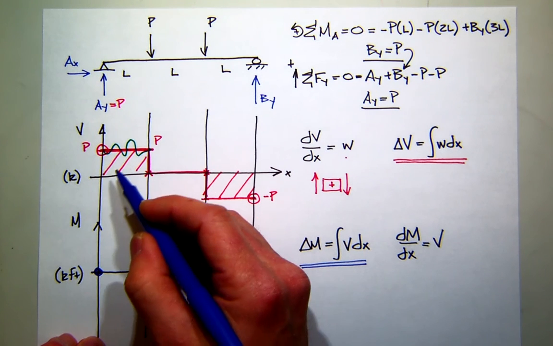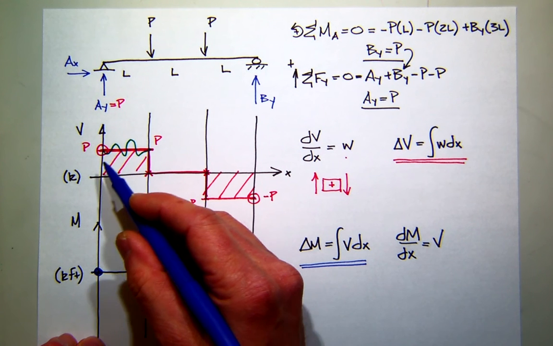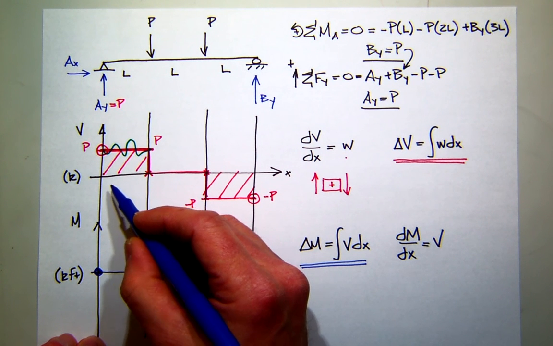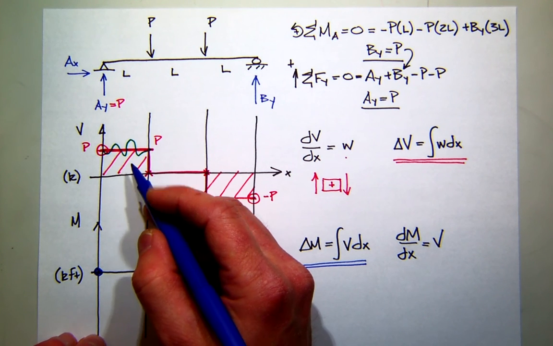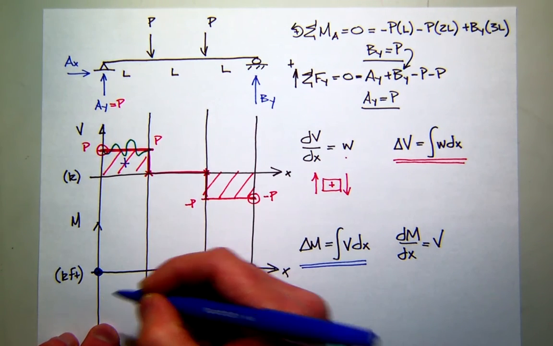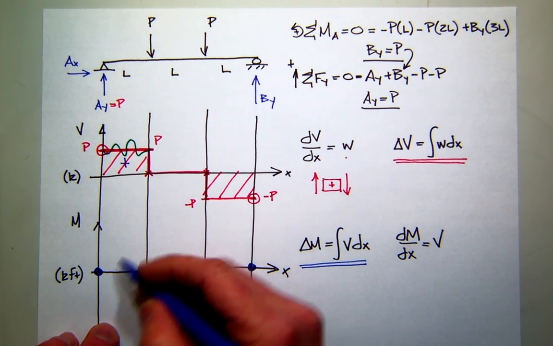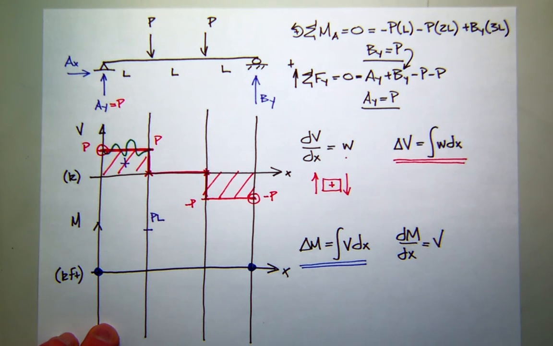What's the area in the shear diagram from 0 to L? Well, it's a rectangle. Area of a rectangle is base times height. Base is L, height is P, area is PL, and that's a positive area. So that means if I start at 0 and change positive PL, what do I get? PL.